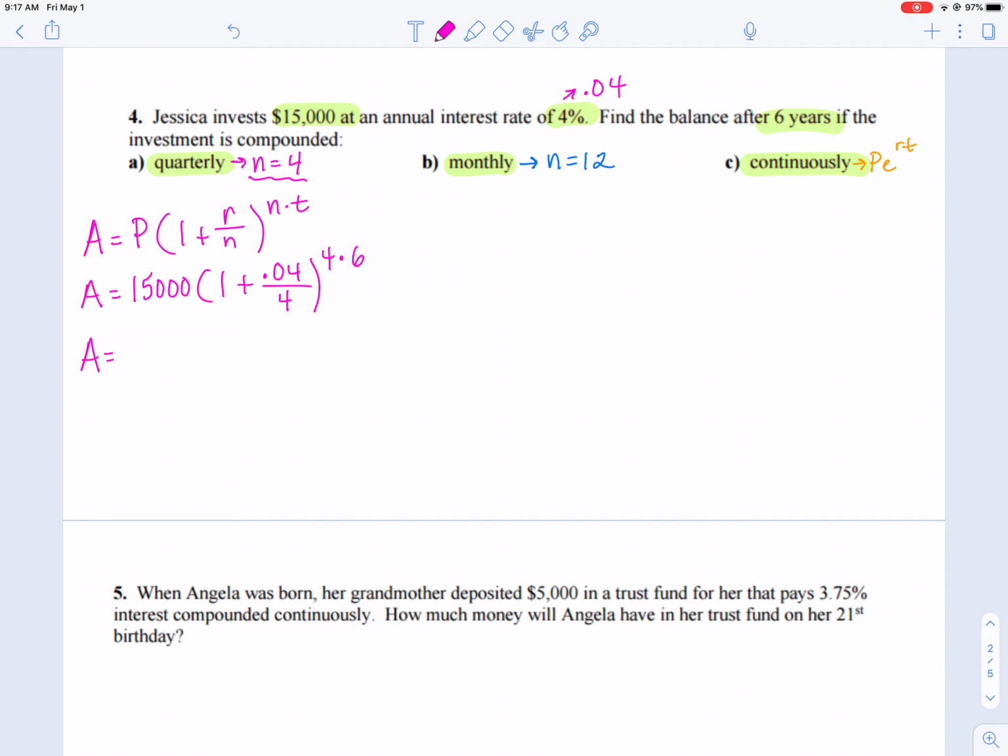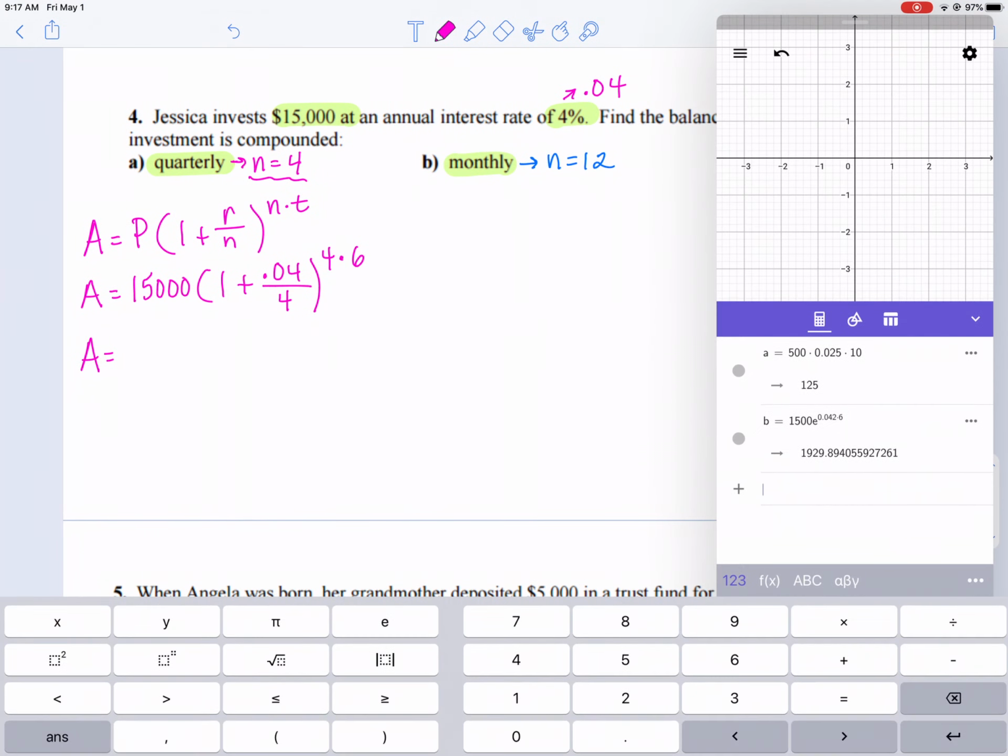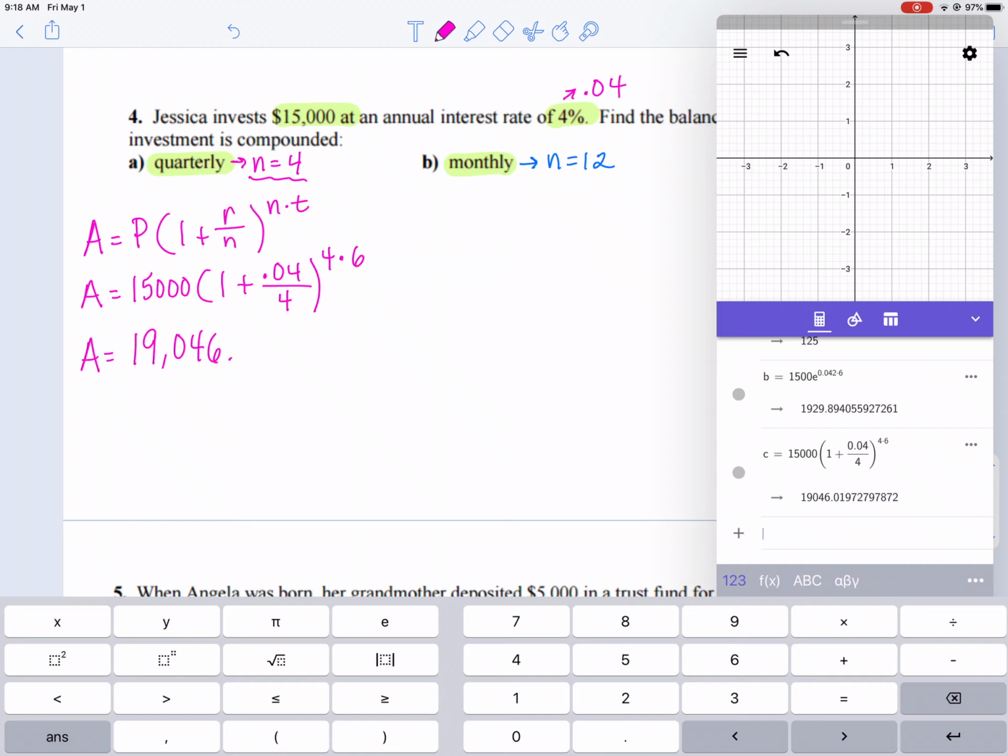So that's going to tell us how much money you would have after 6 years. So you're going to take your 15,000 times 1 plus 0.04 over 4 raised to the 4 times 6. Okay, that's your number. Looks like $19,046.02. Because look at that 1. Look to the right. That 9 makes that 1 become a 2.